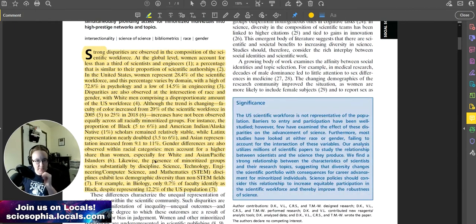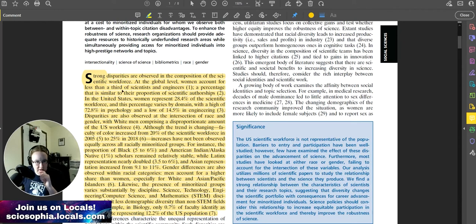So, topic number 1 here. Strong disparities observed in the composition of the scientific workforce. At the global level, women account for less than a third of scientists and engineers, a percentage that is similar to their proportion of scientific authorships. In the United States, women represent 28.4% of the scientific workforce, and this percentage varies by domain, with a high of 72.8% in psychology and a low of 14.5% in engineering.